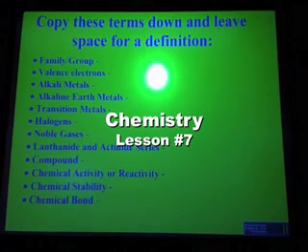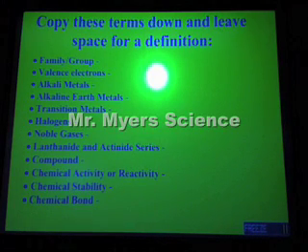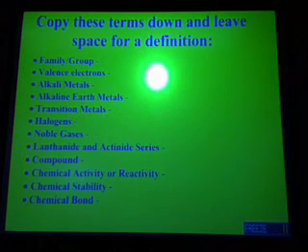So the terms you're going to be looking for to define today, to put into your notes, are family group, valence electrons, alkali metals, alkaline earth metals, transition metals, halogens, noble gases, lanthanide and actinide series, compound, chemical activity or reactivity, chemical stability, and chemical bond.